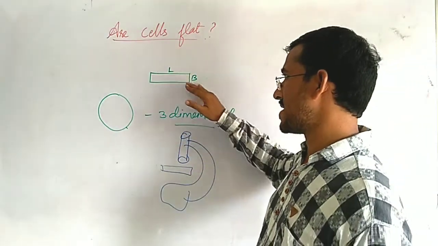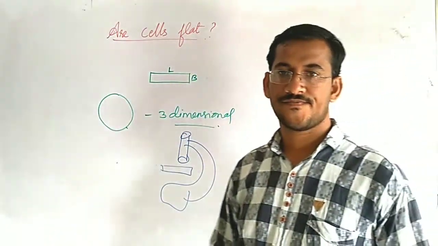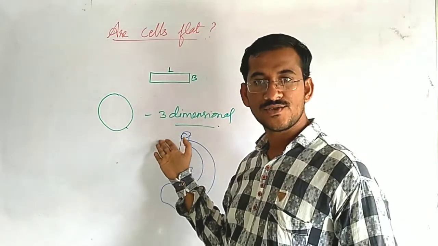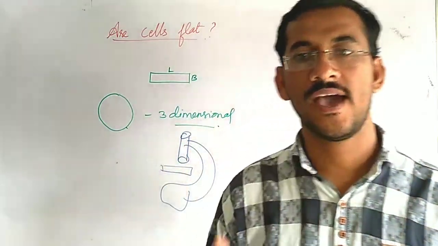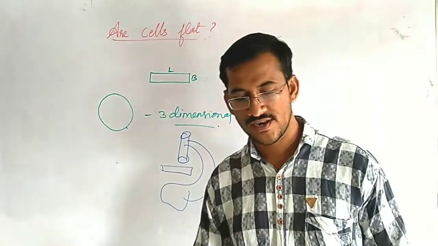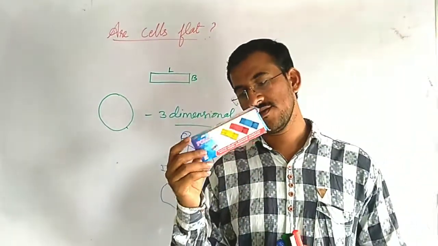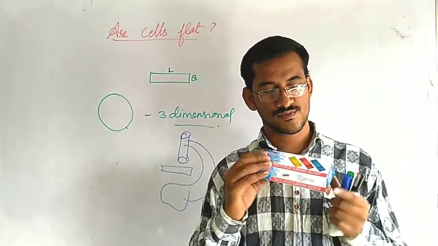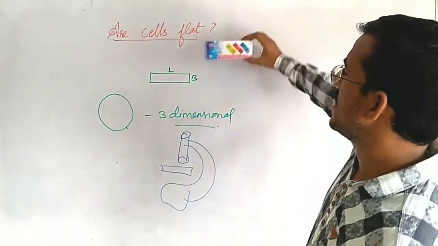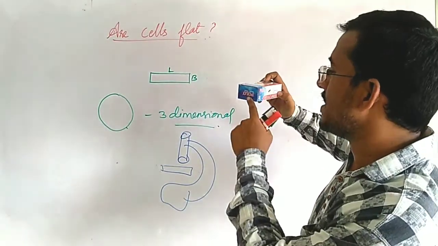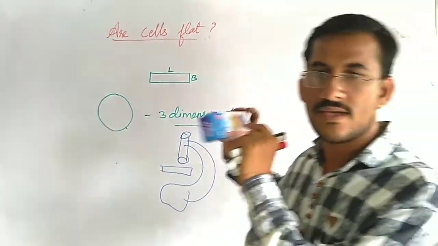Not only length and breadth, thickness is also present. That's why cells are not flat, they are three-dimensional structures. They have length, they have breadth, and they also have thickness. In the same way, I have already given you the example of this box. This box looks two-dimensional and flat, but actually it is three-dimensional. It has length, breadth, and thickness.